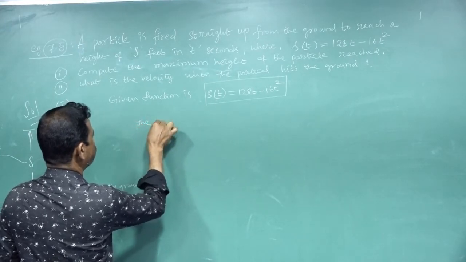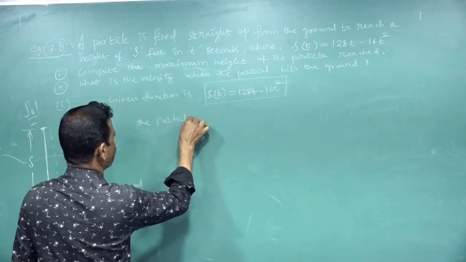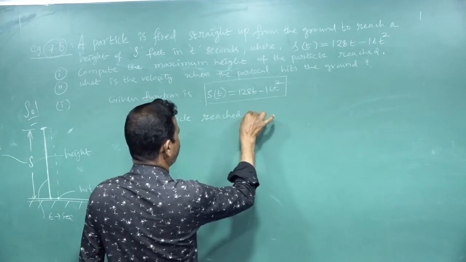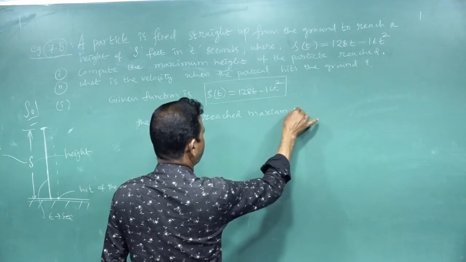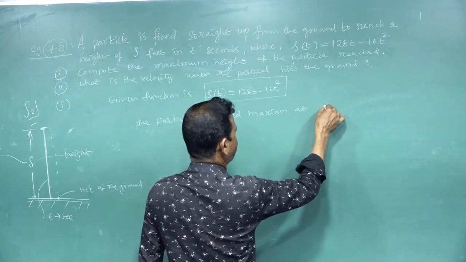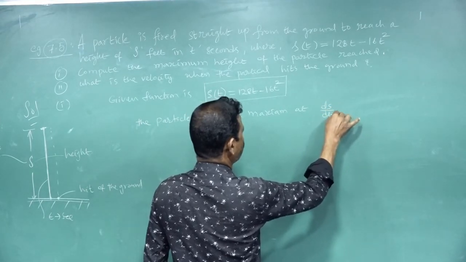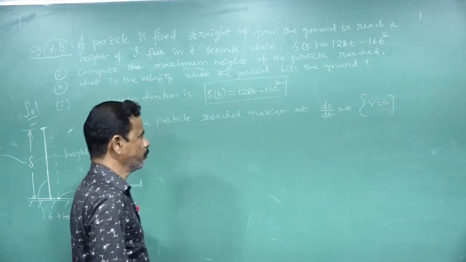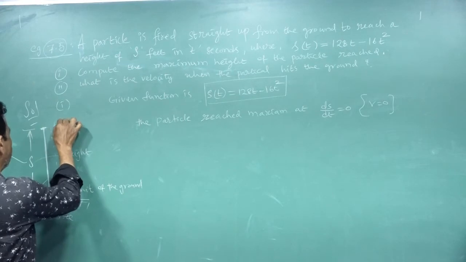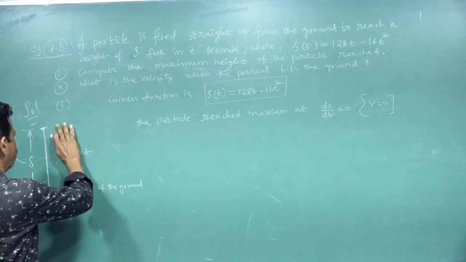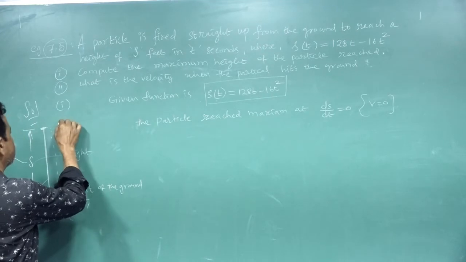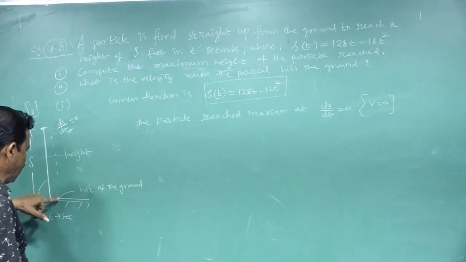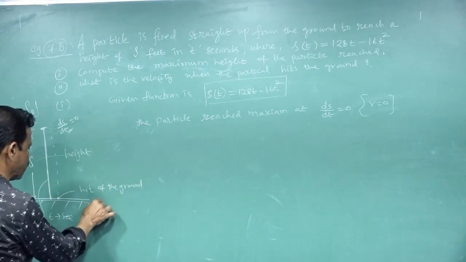Next, the particle reached maximum at ds by dt is equal to 0. Otherwise, v is equal to 0. At this time t is not equal to 0, ds by dt is equal to 0 here. When the particle hits the ground, at that time s is equal to 0.